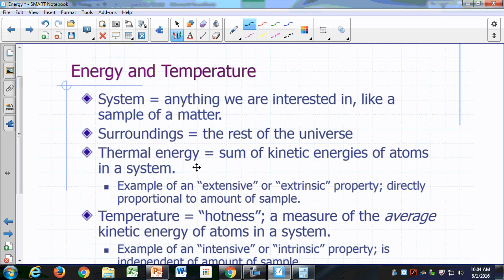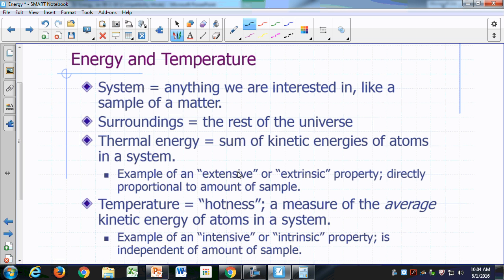All right, let's now talk about energy and temperature. First, a couple of terminologies that we need to be familiar with because it's something we use a lot. The word system, when you say system, we mean anything that we're interested in. So anything we're talking about is called a system. And so typically in chemistry, our system would be a sample of matter, a collection of atoms or molecules.